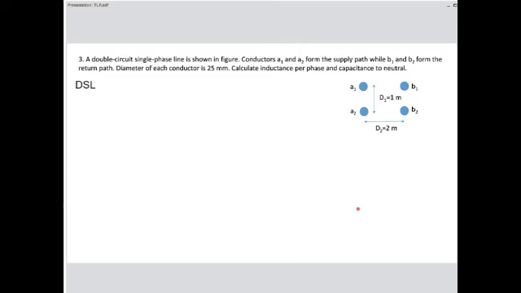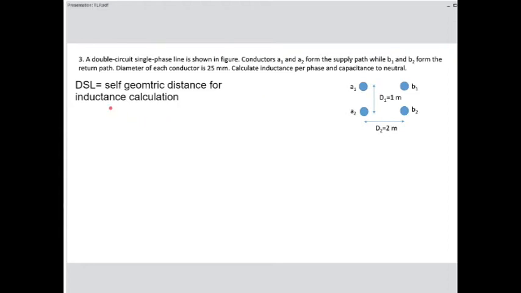DSL is, for inductance calculation, the self-geometric distance. DSL is what? Self, meaning this is the self. Or that is the same, they are same. Meaning it's the supply path conductors, all the distances, or the return path conductors, all the distances. Choose either one, doesn't matter because they are same in diameter and same distance between them, 1 meter here, 1 meter there as well. So you can choose either one.